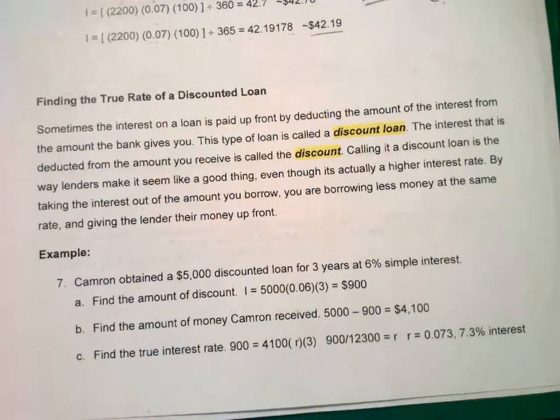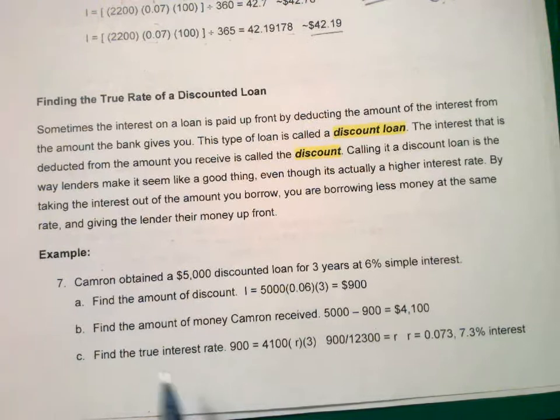This is called a discount loan. The interest that is deducted from the amount you received is called the discount. Calling it a discount loan is the way lenders make it seem like a good thing, even though it actually turns out to be a higher interest rate. Okay. By taking the interest out of the amount you borrow, you're borrowing less at the same rate, giving their money up front to the lender.